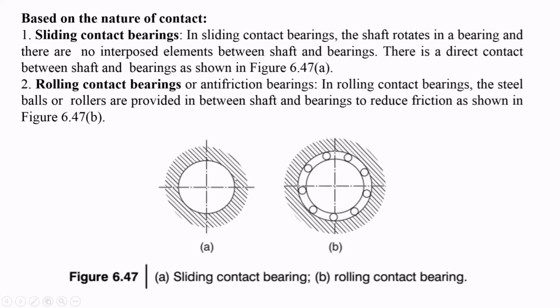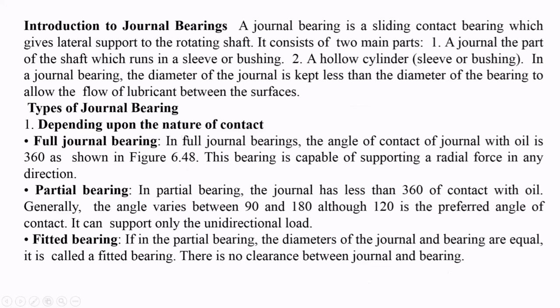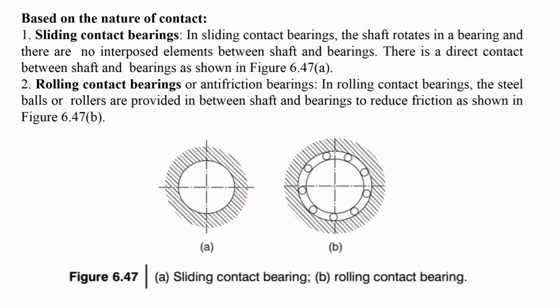Direct contact type is sliding contact. If we are using balls and rollers between the shaft and bearing surface, these are called rolling contact type bearings. Okay, next we will discuss journal bearings and other types of bearings. Already it's 10:47.